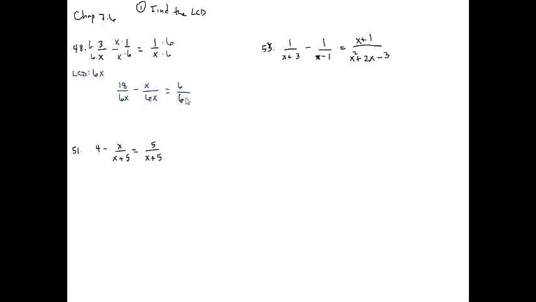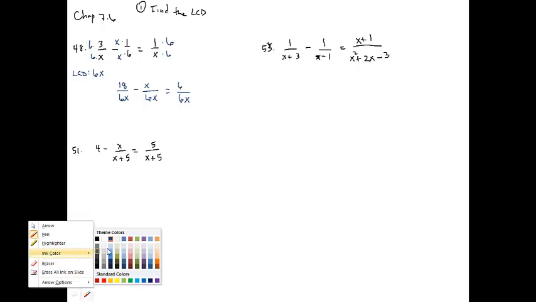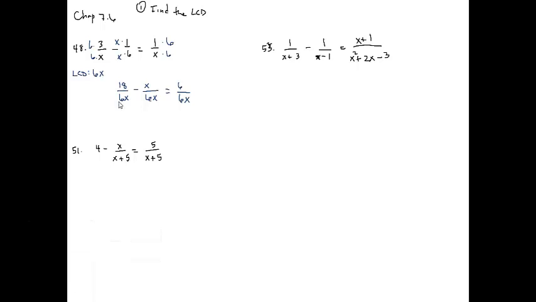6 over 6x. Now, once you have your denominators and they are all exactly the same thing, you may cancel them out. Basically, you're not changing the equation by canceling them all out as long as they're all equal. And you're left with 18 minus x equals 6. So now you can solve for x and you end up with x equals 12. And of course, you should check this by plugging it back into the original.